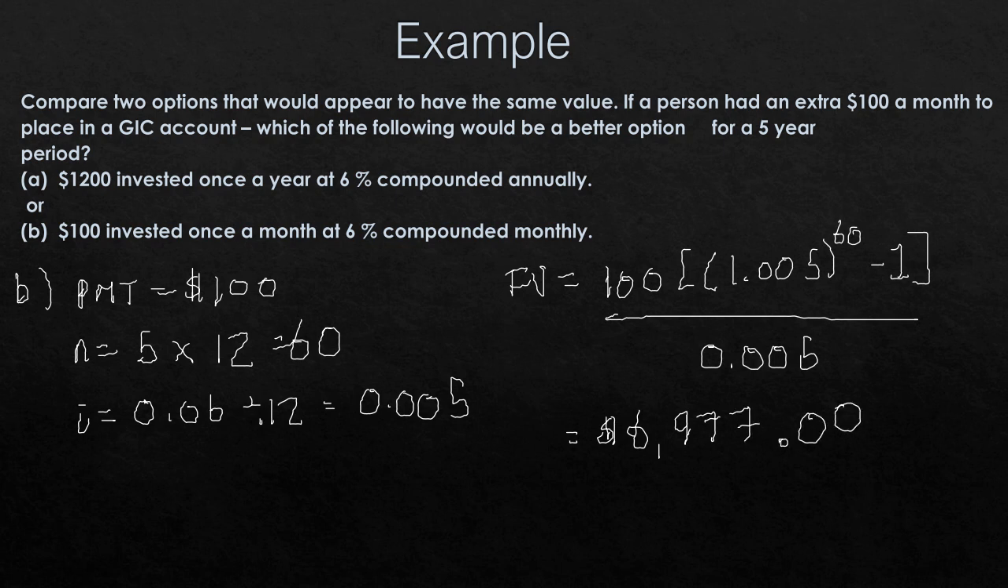So the question is, which one's better, option A or B? Well, option A, just a reminder, we had $6,764.51. That was option A. This is option B. So it looks like option B is better.